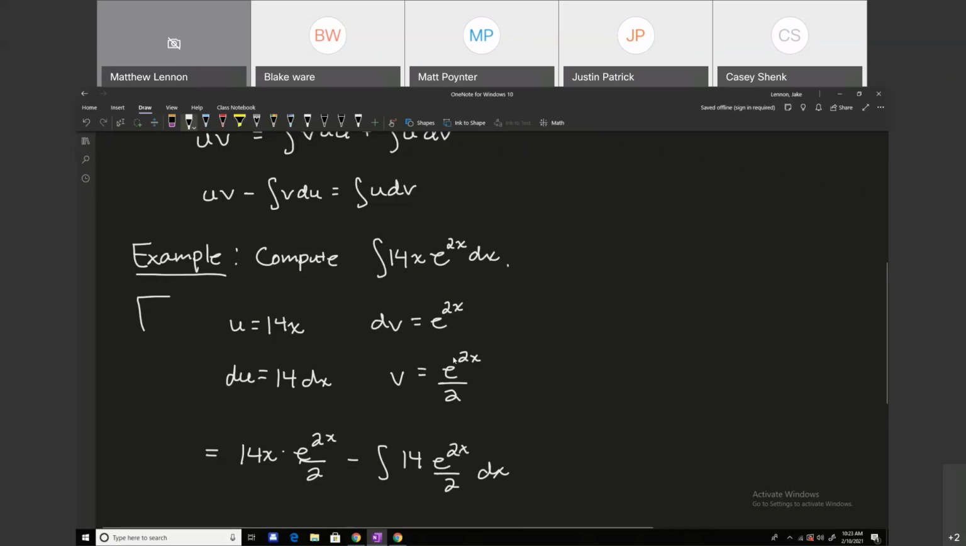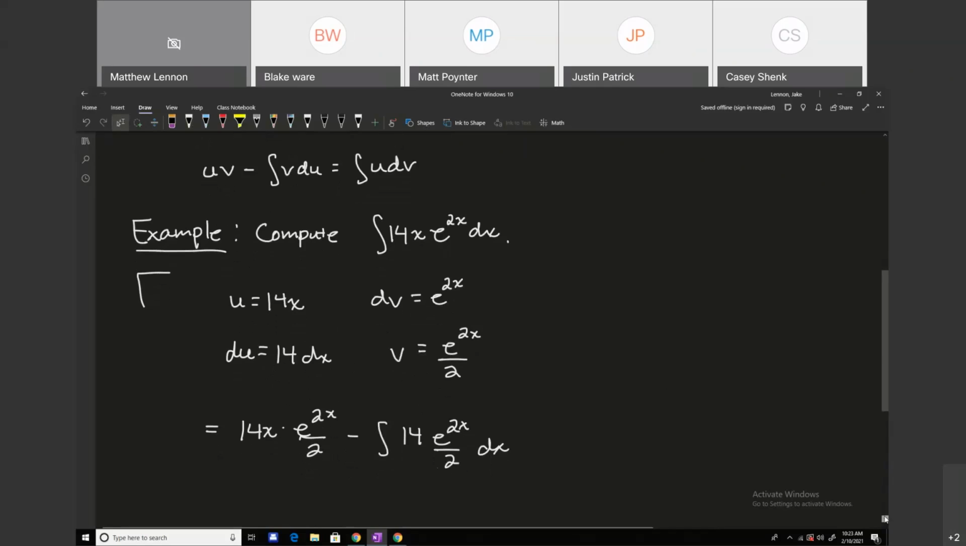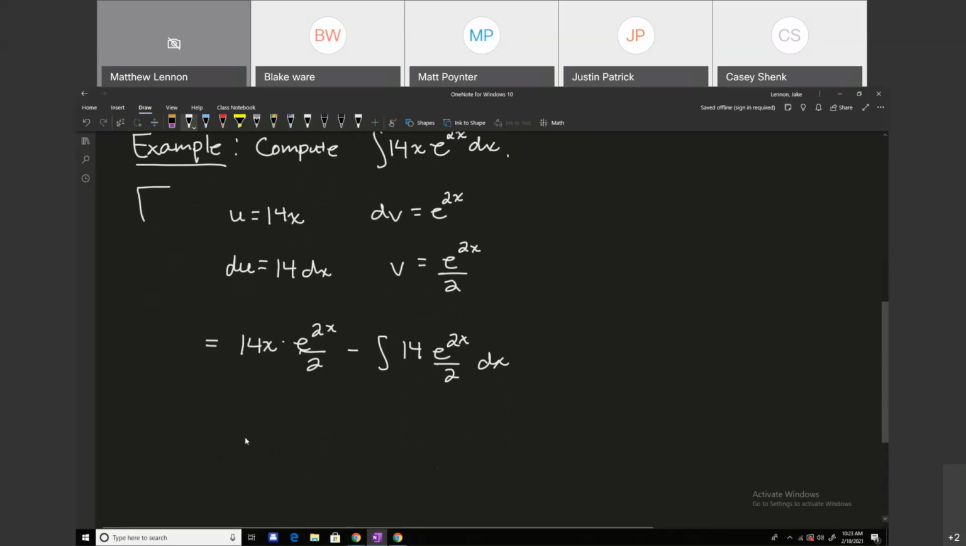So notice that we didn't really use the dv in the formula for the integral other than to figure out what v was. So dv is not involved in the formula whatsoever. Okay, then we just have a little bit of cleanup to do.